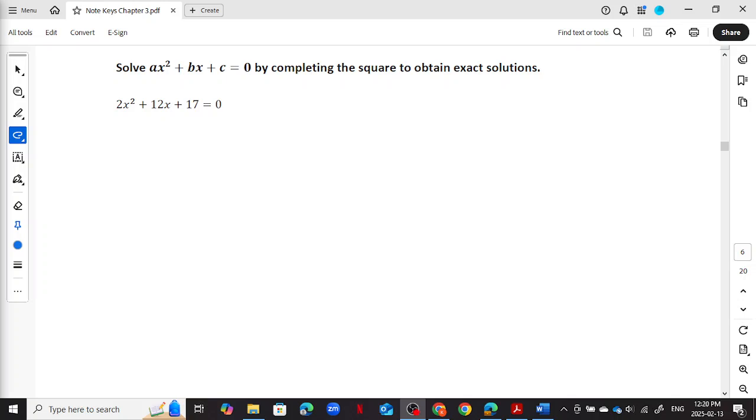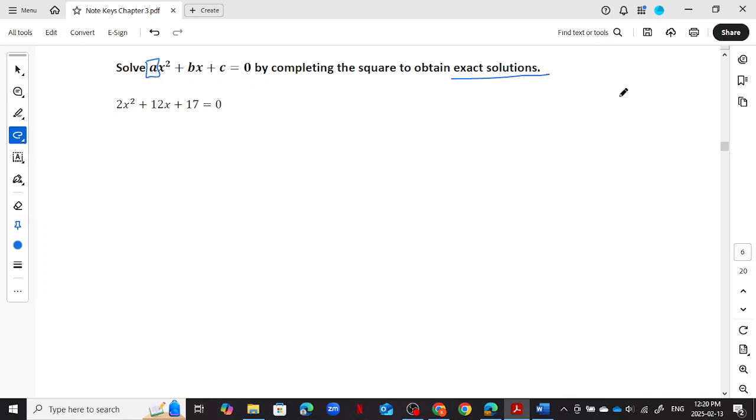So now we're going to do two more questions where we're going to solve by completing the square, but we're going to move on to actually having a coefficient on the x squared term. So we've got 2x squared plus 12x plus 17 is equal to 0. And we want to solve by completing the square to obtain exact solutions.